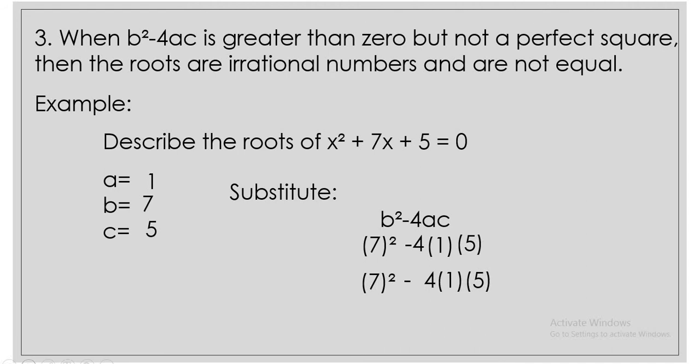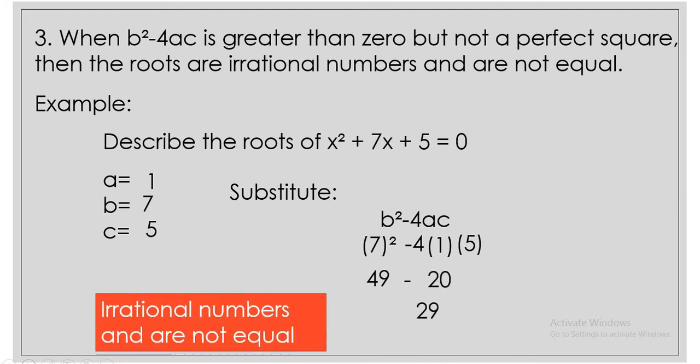Let us now simplify it. So 7 squared is 49. 4 times 1 times 5 is 20. So 49 minus 20 is 29. So it says here that when b squared minus 4ac is greater than 0, meaning to say your answer is positive numbers but not a perfect square. So 29 is an example of not a perfect square. Okay? Then the roots are irrational numbers and are not equal.